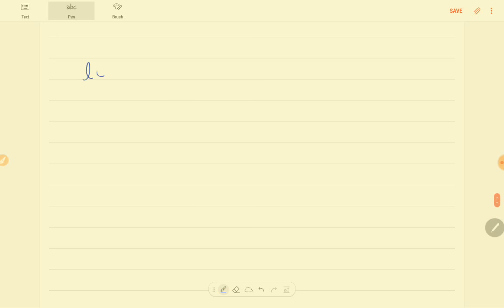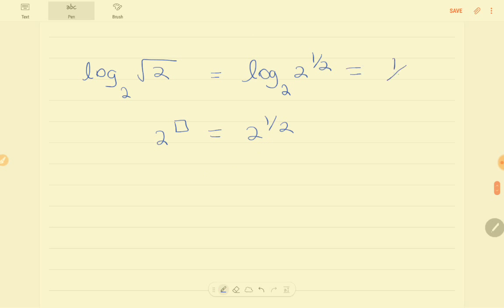How about log base 2 of the square root of 2? And I can rewrite that as log base 2 of 2 to the 1/2 power. And if I rewrite this now as an exponential expression, that's 2 to some power equals 2 to the 1/2 power. And so therefore the answer is 1/2. Now I've just been using a box, but you can give your unknown a name, like x. I mean x equals 1/2.